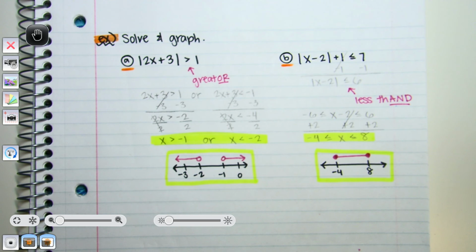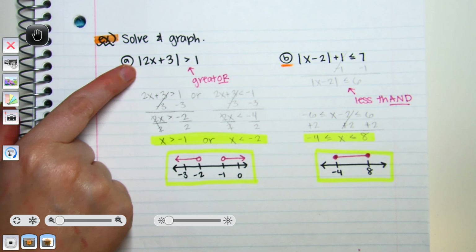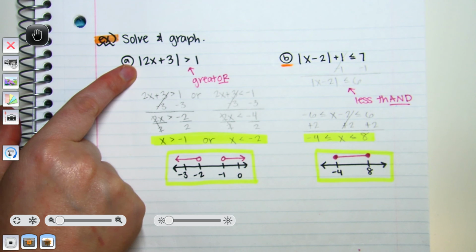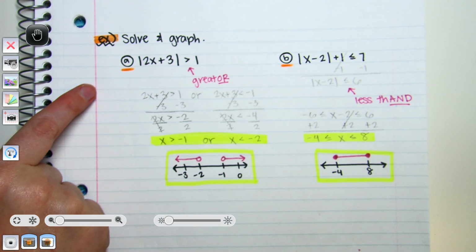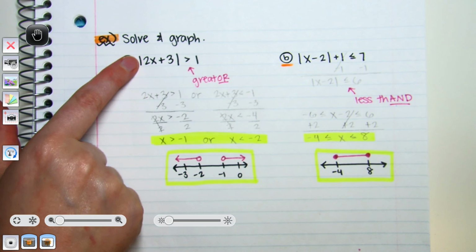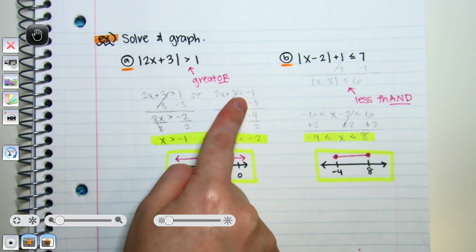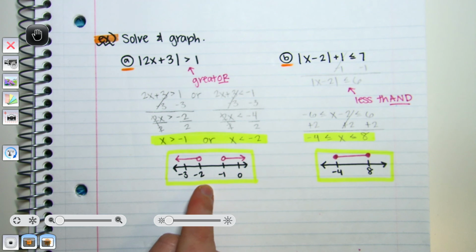Go ahead and check your answers. So part A, the absolute value is already isolated by itself. So we were able to look at it and see this is a greater, which means it's going to be 2 separate statements. First one, we copy it exactly as is, just without the absolute value bars. The second one, we flip the sign and make it negative. Solve both of those, and we get a graph with open circles going away from each other.